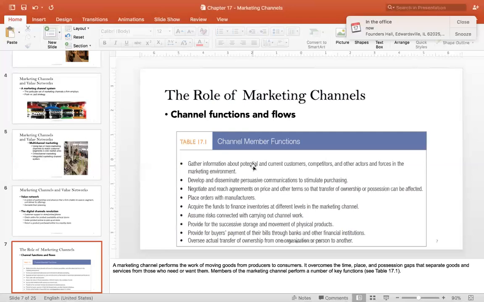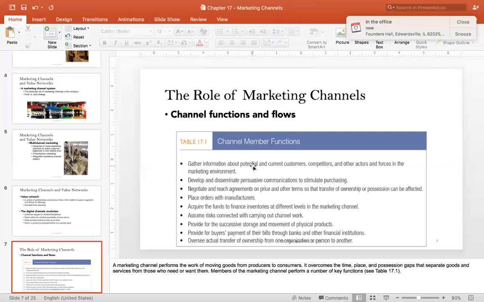A marketing channel performs the work of moving goods from producer to consumer. It gathers information, develops and disseminates communication, negotiates, places orders, provides storage, arranges financing, and oversees transfer of ownership. So the channel member is pretty much an intermediary from the product to the usage. Recognize what I'm saying: I'm not saying company to consumers. A channel member is the person or organization which takes the product from its inception stage to the usage stage, that the consumer uses.